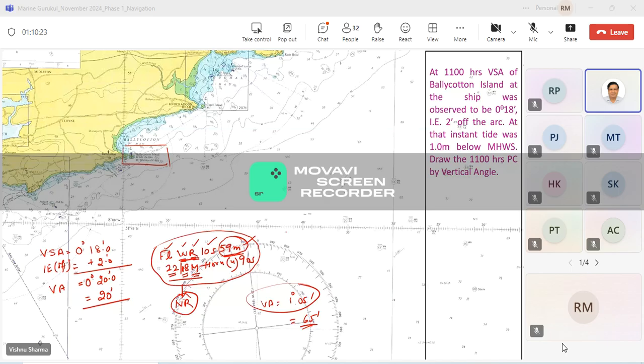So guys, in my answer sheet, what will I say? Charted height of the Ballycotton light is 59 meters. Look at the question. It says the tide was 1 meter below mean high water spring. Guys, if the tide comes down, will the height increase or decrease? Tell me. Increase. So that means I will add 1 meter here. Correct. So the height that I have to use is 60 meters. So now I have the height, 60 meters.